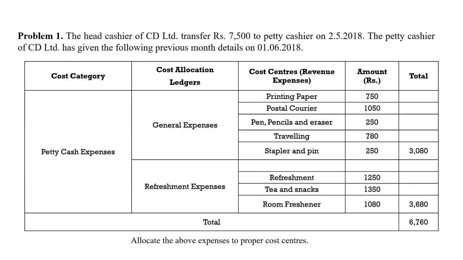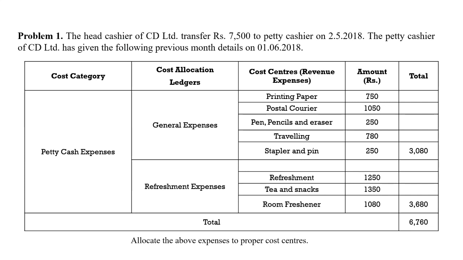Okay, so if you consider the first column, which says it is a cost category, in our case there is one cost category which is called petty expenses, and there are two ledgers. This falls in the category of indirect expenses, and cost centers are like these. There are 5 cost centers for general expenses. Whenever you make payment, you can see the last column which shows 3080.